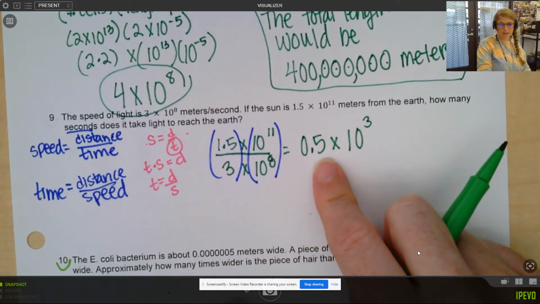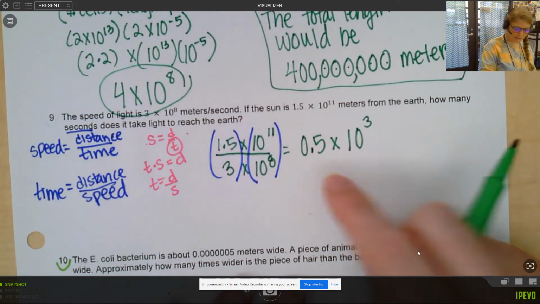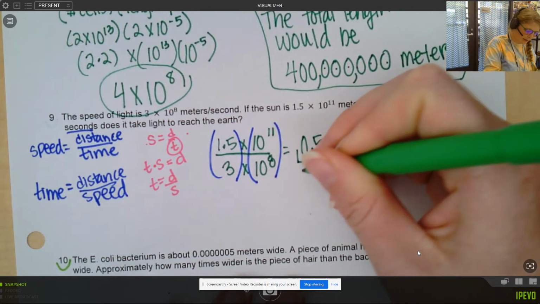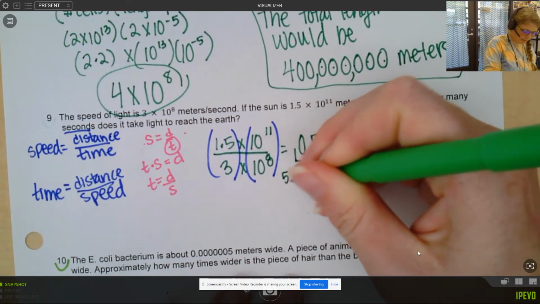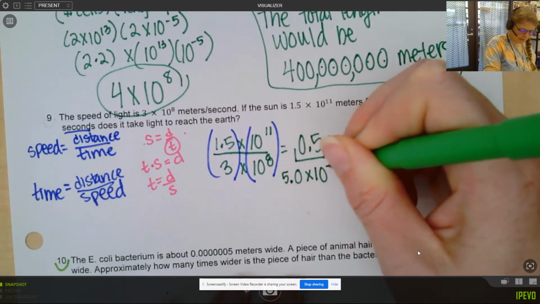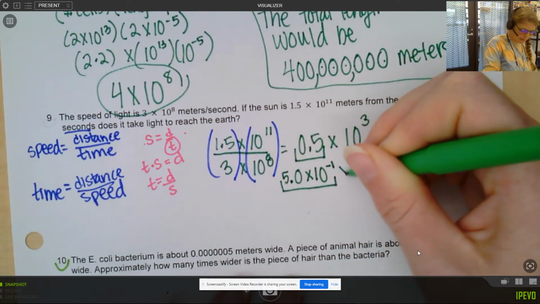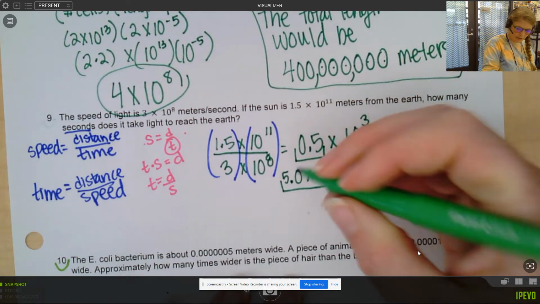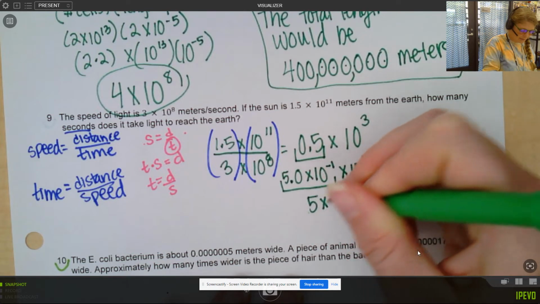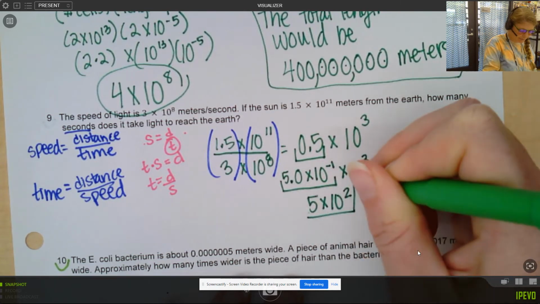Notice this is not in scientific notation. If you want to write it in scientific notation, just 0.5 is 5.0 times 10 to the negative first. Then times 10 to the third is 5 times 10 to the second.